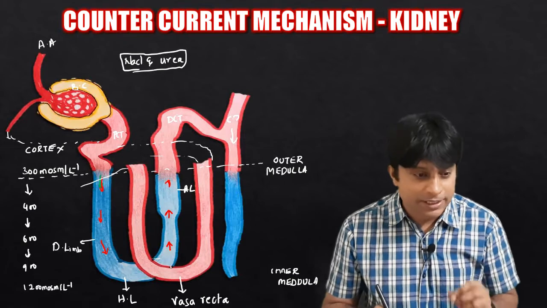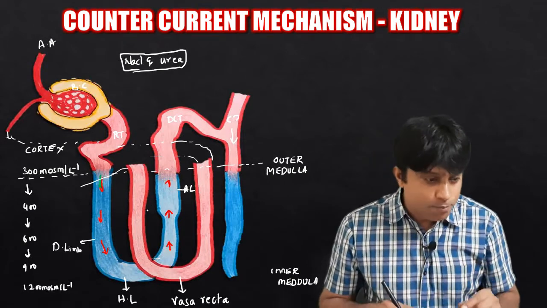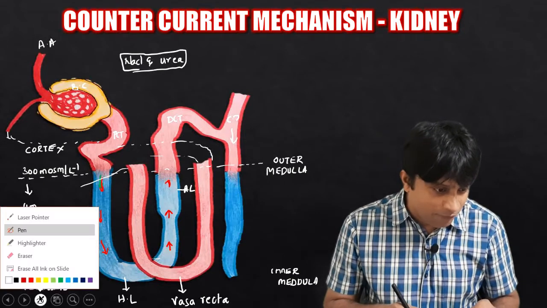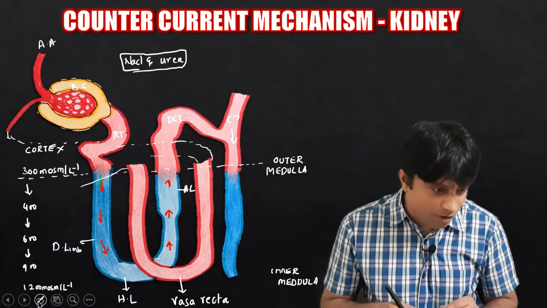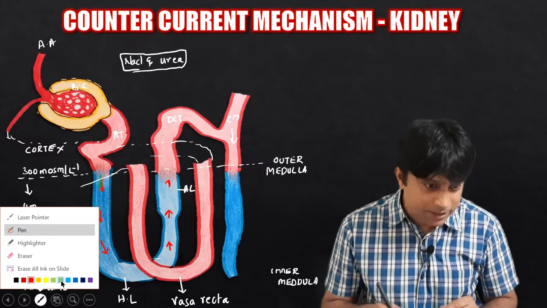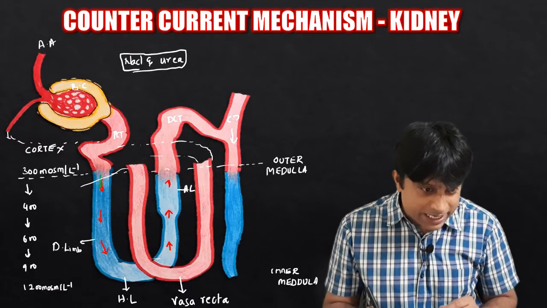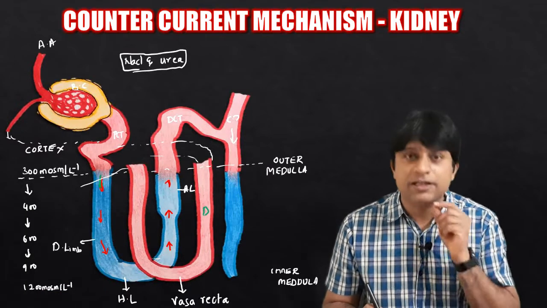So this is the vasa recta. Now, when you observe the flow of blood in the vasa recta, just look into the diagram. The flow of blood in the vasa recta, this is called the descending part of the vasa recta.